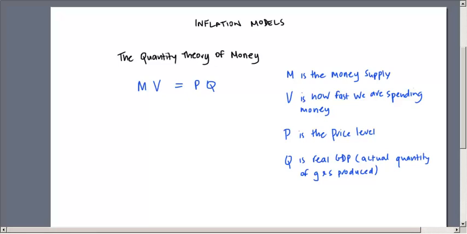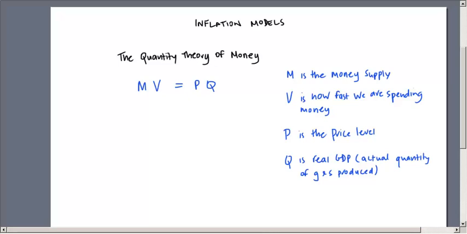Okay, good morning everybody. I just want to talk about the quantity theory of money, an economic idea that tries to identify the relationship between how much money is circulating in the economy and changes to the price level, or as we call it, inflation.